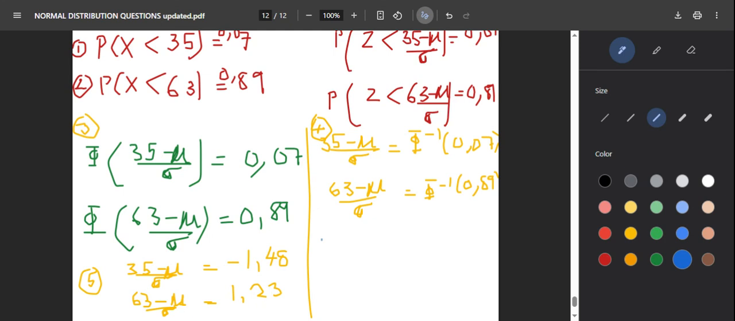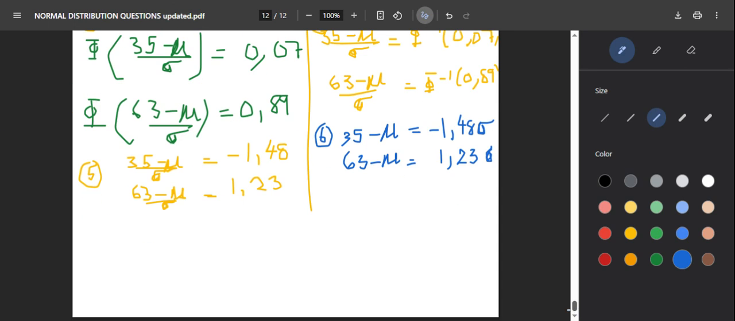Let us proceed then. So we now have 35 minus mu is equal to minus 1.48 sigma, and then 63 minus mu is equal to 1.23 sigma. From here, you're going to use the simultaneous equation. I'll leave it to you as the student to do the simultaneous equation. But if you do it correctly, you're supposed to come up with your sigma being equal to 10.332 and then your mu being equal to 50.3.